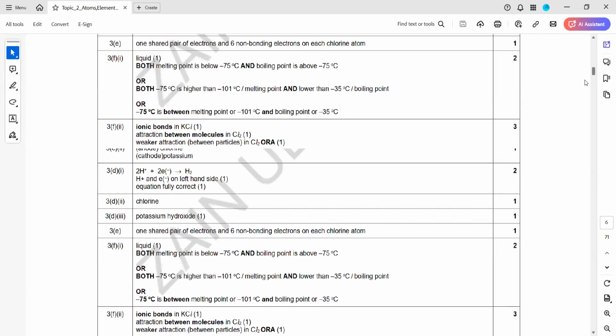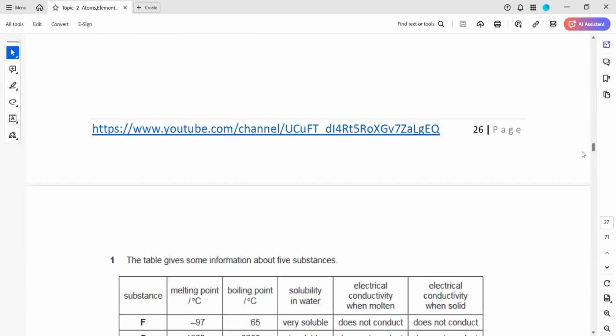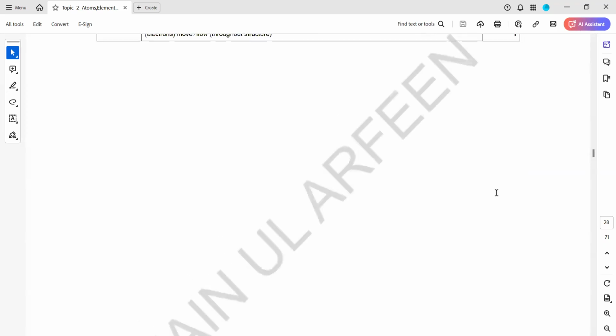Topic 2. We'll start with page 27. Okay. First 26 pages are recorded. That's why I'm starting with 27.